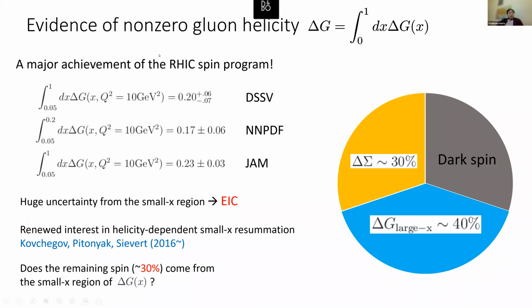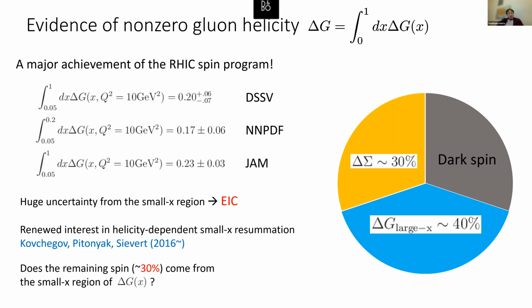However, this is not the end. Of course, this is not the end of the story, because in principle you have to integrate it down to 0, right? x equals 0. But right now the experimental data is limited, so instead of 0, it's 0.05, and there is a huge uncertainty from the small x region. And so that's why we need an electron-ion collider. So most likely, the EIC would be able to determine the value of delta G with good accuracy.